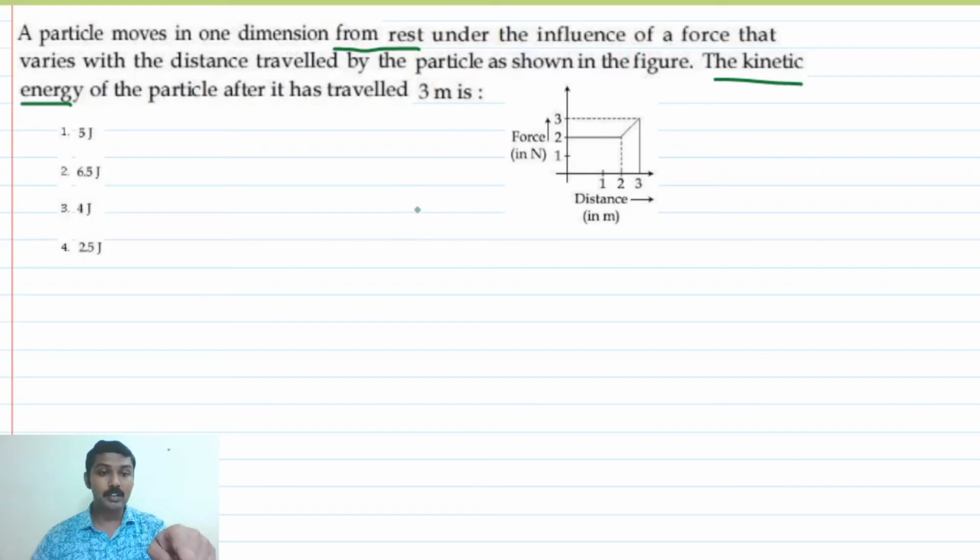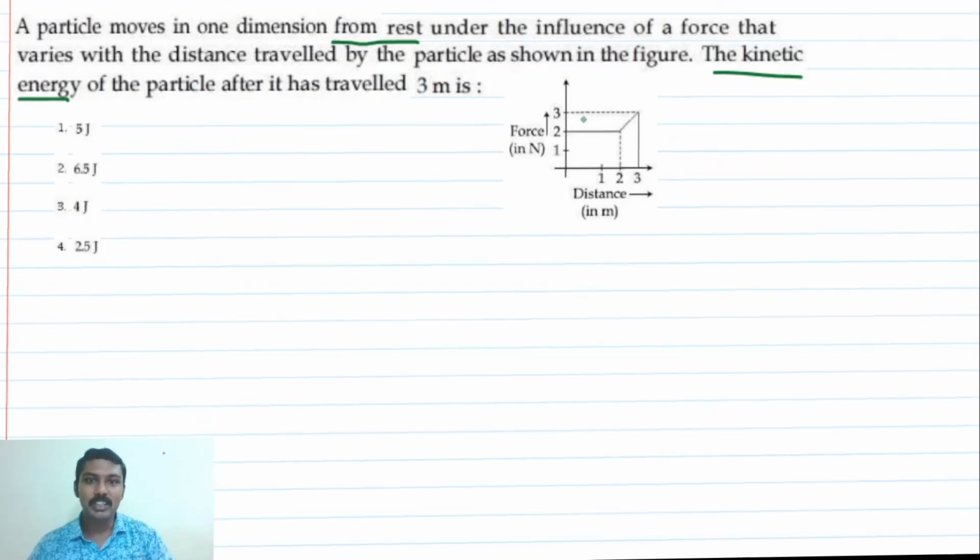That means we are given a graph also. Look at the graph. That's an interesting graph. It is a force-displacement graph. If you are given a force-displacement graph and told to calculate the kinetic energy, why? Because there is a connection between energy and work. We have already studied that in the chapter called work, energy, power. This is also a question from the work, energy, power topic. This was also asked in the 2019 JEE Main question paper in the month of April.